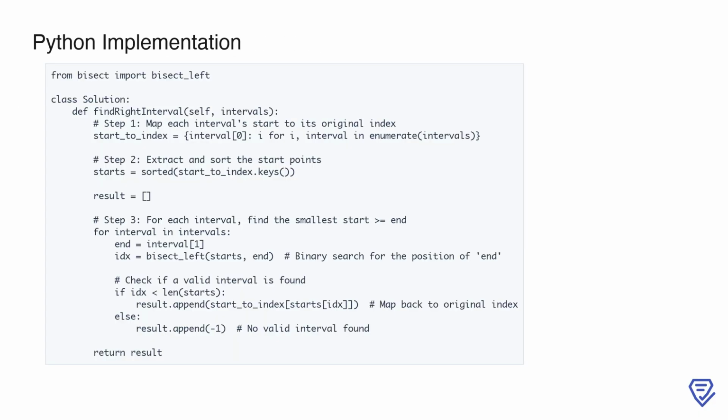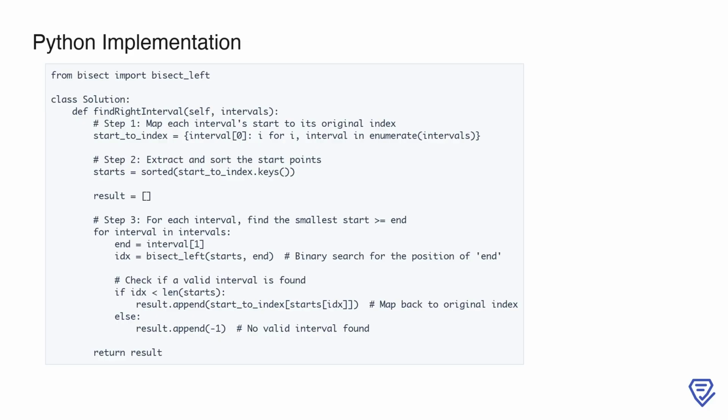This is the solution for LeetCode problem number 436, Find Right Interval. The goal is to find the smallest index j for each interval i such that the start of interval j is greater than or equal to the end of interval i. If no such index exists, return -1. To solve this efficiently, we use a combination of a dictionary, sorting, and binary search.